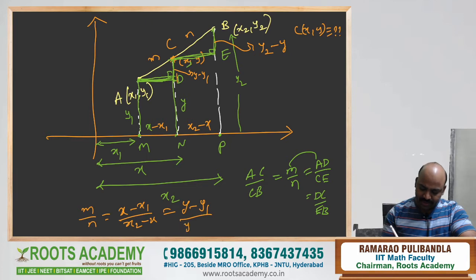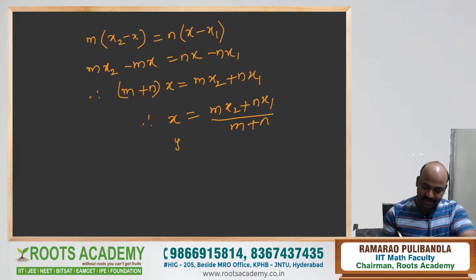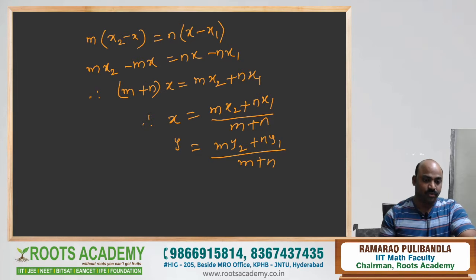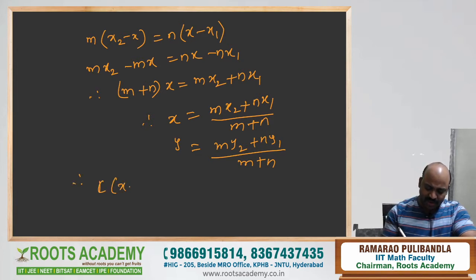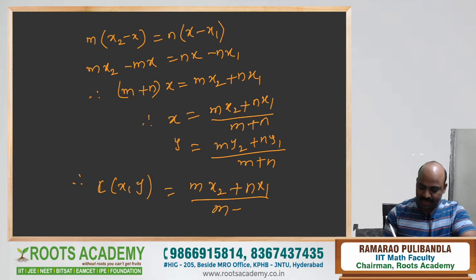So y2 minus y. So we can simplify and we'll get it again now. y as (my2 + ny1)/(m + n). Beautiful derivation, very important also. Therefore, my point C (x, y), we got it as ((mx2 + nx1)/(m + n), (my2 + ny1)/(m + n)).